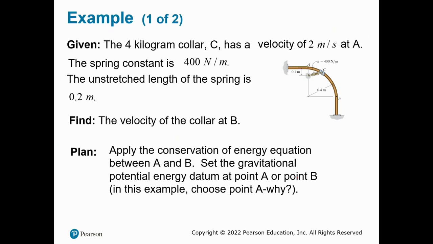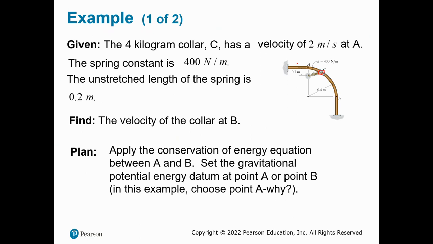Let's take a look at some examples together. We have this collar shape with a 4 kilogram collar. So we have a 4 kilogram collar. This looks like a combination of a straight line and a radius, so it doesn't really have a name, a shape of pipe.